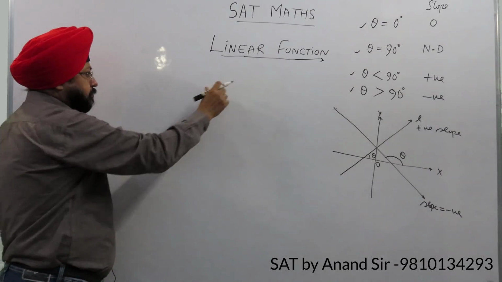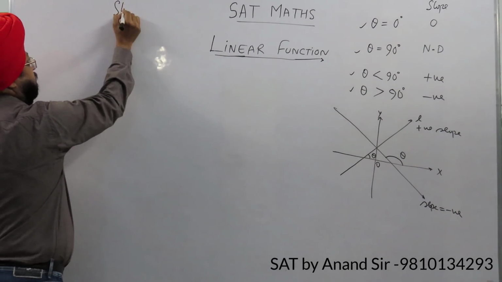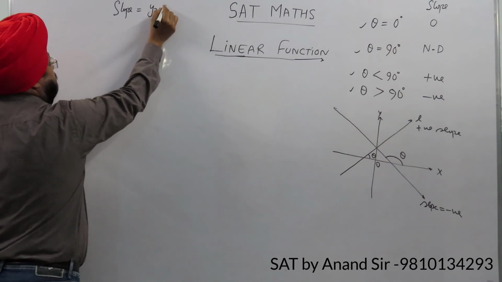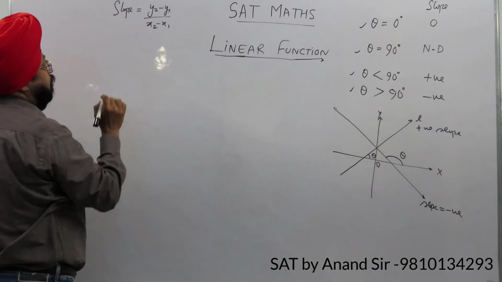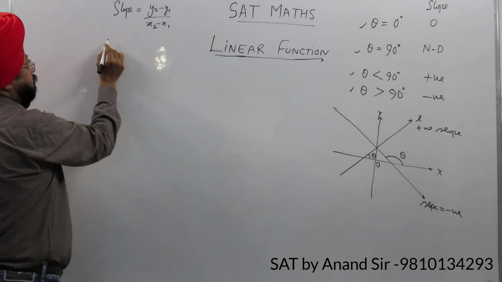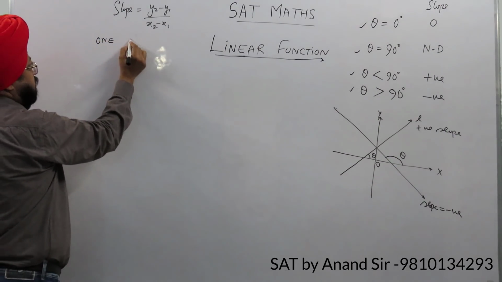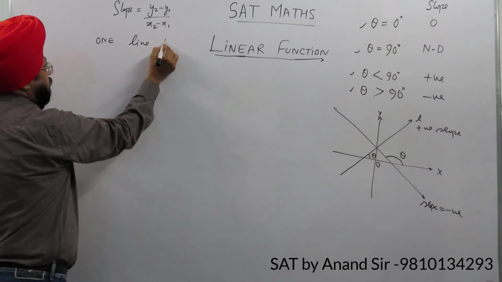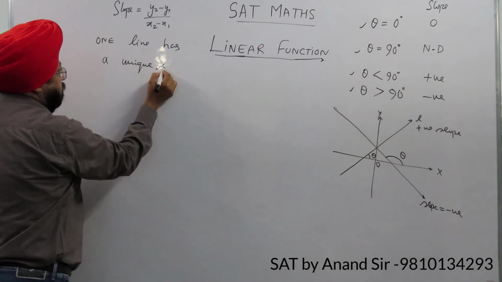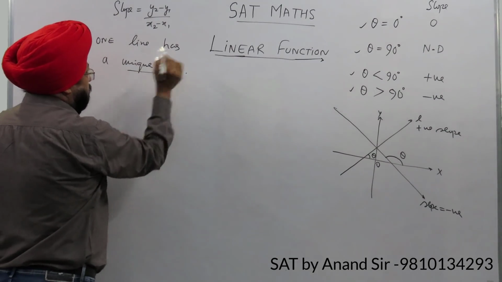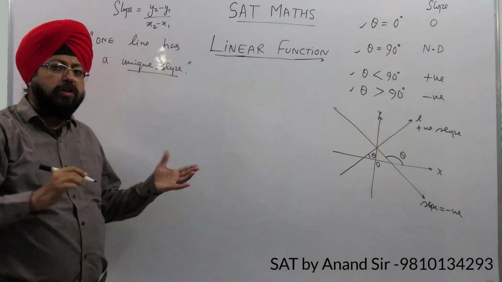Next is how to use this slope. Slope is y2 minus y1 over x2 minus x1. And one thing more: one line has a unique slope. Always remember this. One given line has a unique slope. A line has only one slope, not two slopes. For one given line we have only one slope.